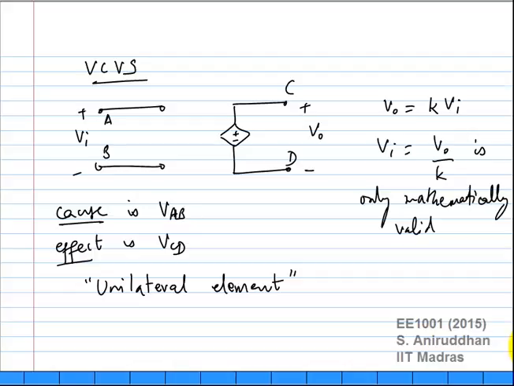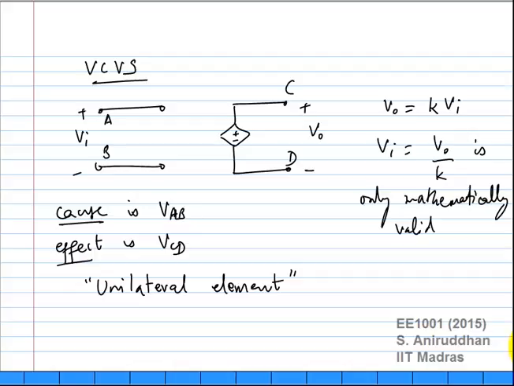Now, when you do the analysis, writing VI equals VO by K may be easier. But if you actually take a control source and try to apply K times VI at the output, you will not get VI at the input. That is the point.